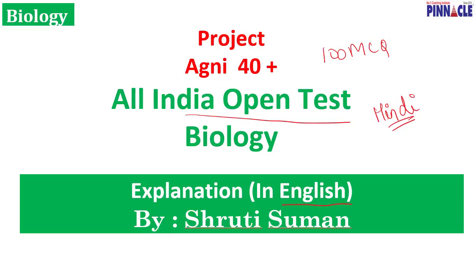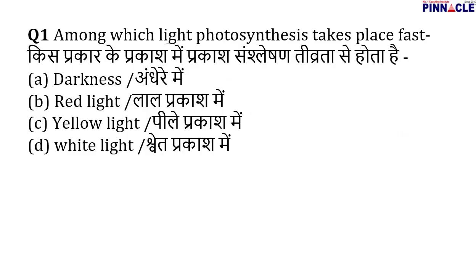So without wasting time, let's begin. And our first question was, among which light photosynthesis takes place fast? So we have to tell which is that light in which photosynthesis takes place the fastest. So the answer for this question is white light.